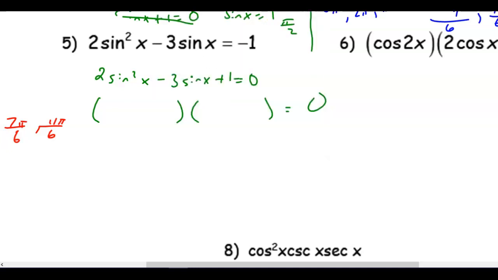All right. Now, what times what? What factors will give me 2 sine squared of x? Well, if I multiply 2 sine of x times sine of x, that'll give me 2 sine squared of x. And now, what factors can I multiply to get 1? Well, 1 times 1 is 1. And so now we check ourselves.